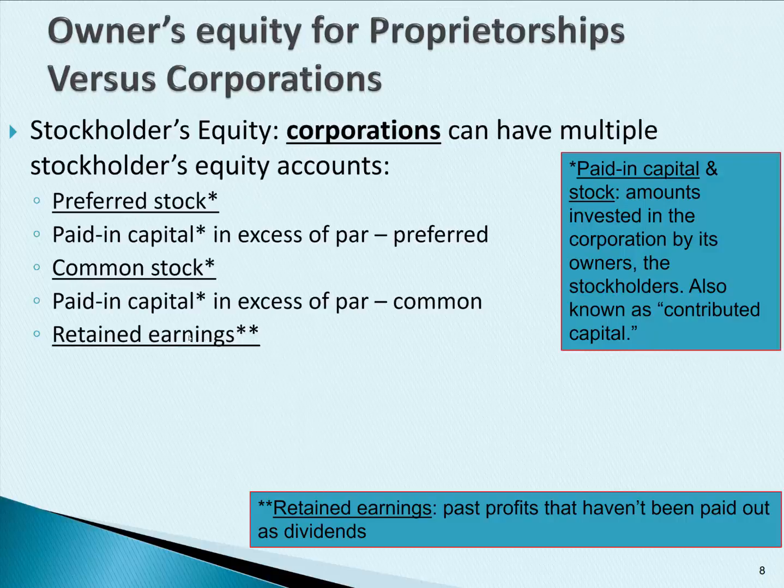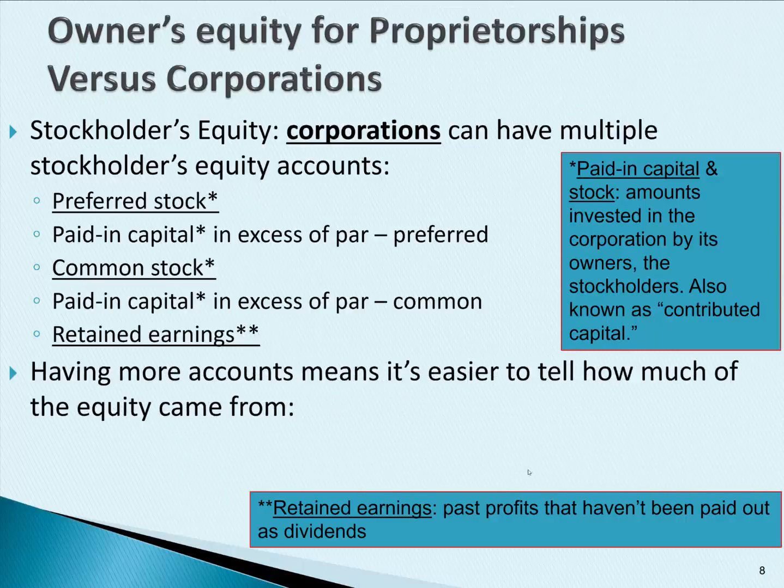So if you had your druthers, you would rather have a company have the bulk of its equity be from retained earnings rather than investment. It would be cool to have a whole bunch of profits and require very little investment in the corporation. So having more accounts means it's easier to tell how much the equity came from owner investment. So again, that's the first four with asterisk. These are contributed capital accounts. In other words, these are amounts that the owners invested. And you can also tell how much of the equity came from profits. That would be in retained earnings.